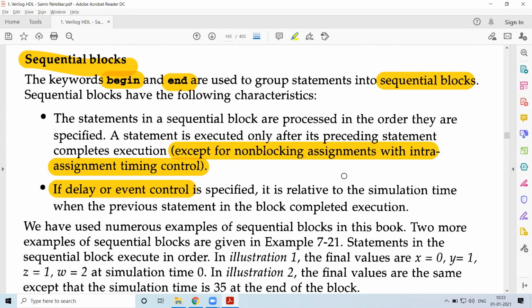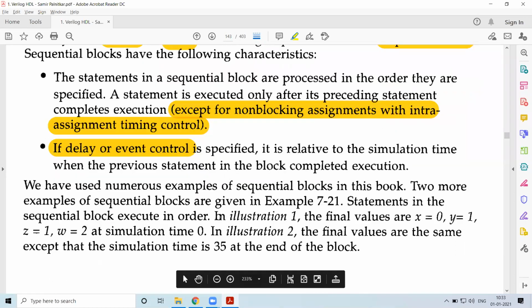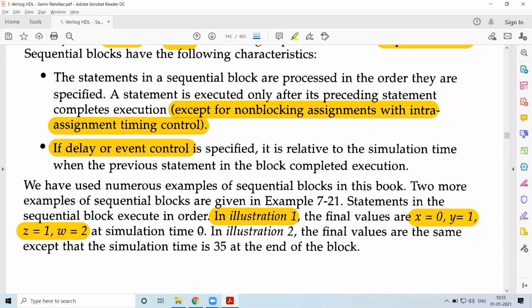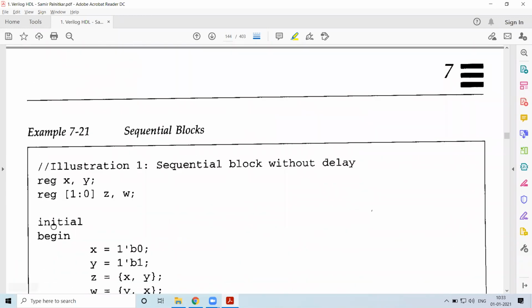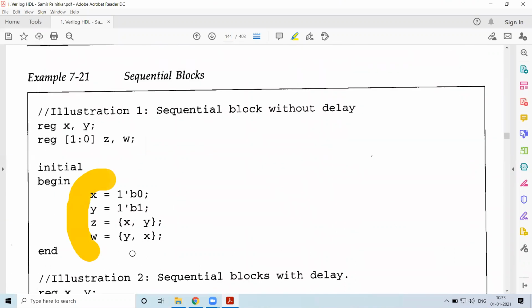Now, in the first example we saw, the final values are specified as x is equal to 0, y is equal to 1, z is equal to 1, and w is equal to 1 at time 0. All of these start the execution at time t is equal to 0. But the intention is that after x has been executed, then only y will be executed. That is what is happening in sequential.